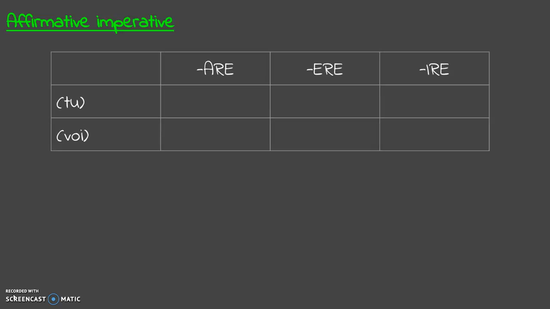So let's revise how imperative verbs work. We will look specifically at the tu and the voi forms because when you are giving instructions, orders, or advice, you are usually talking to one person or to a group of people.